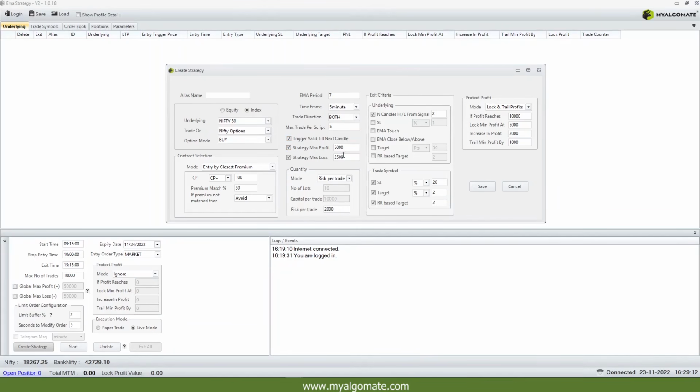You can also set the max profit and max loss. So let's say for Nifty, if anytime your max profit goes above 5,000 or your MTM goes below 2500, then it will exit the position, right?